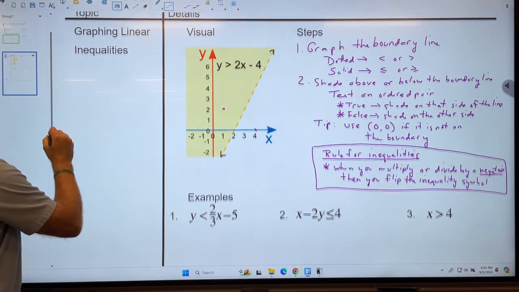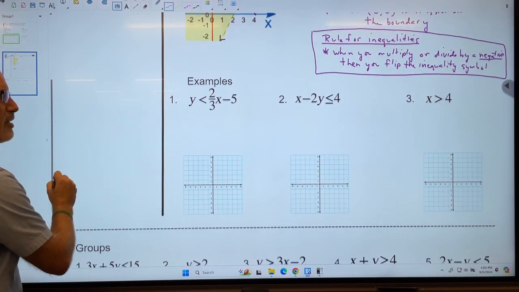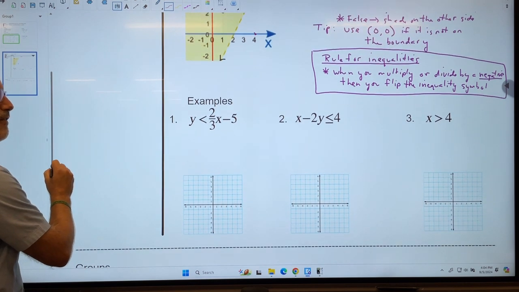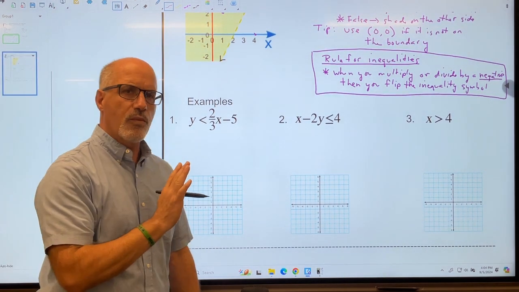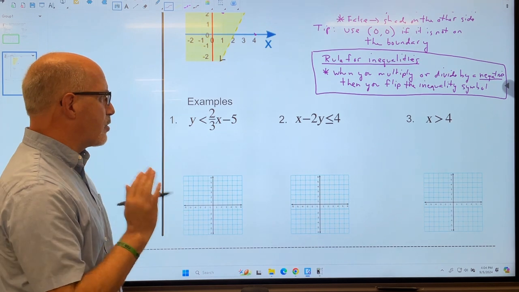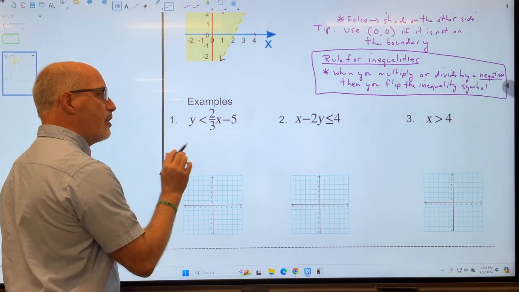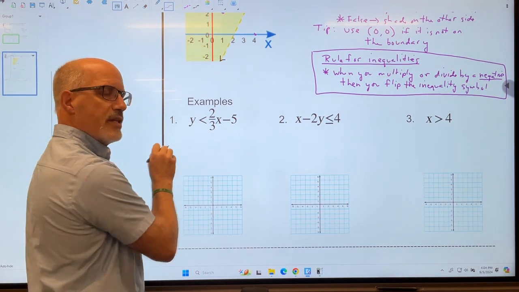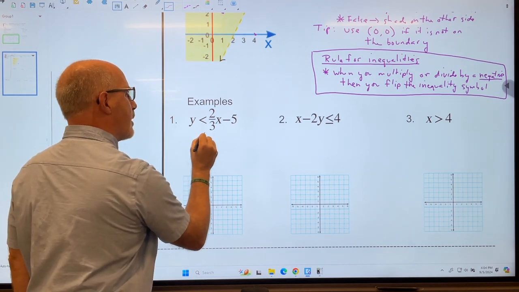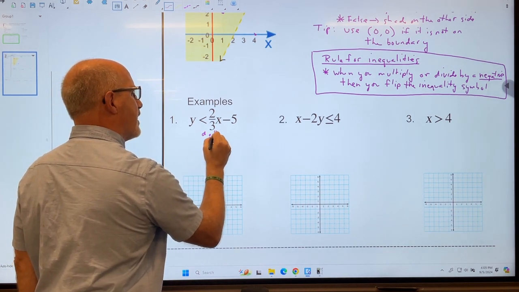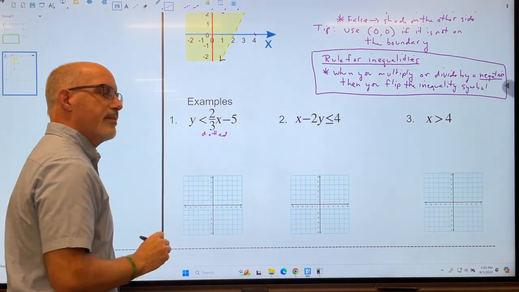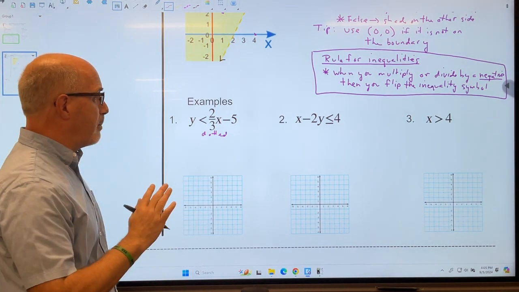Let's work through these. Each example won't take too long, but make sure you focus on understanding how each one works. Remember, the first step is to graph the boundary line, but we want to know whether it's dotted or solid. This one does not have an or equal to, so I'm going to put down that this is going to be a dotted boundary line for us.